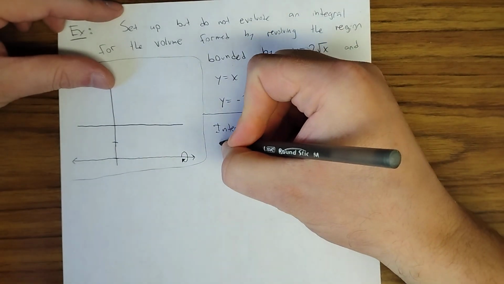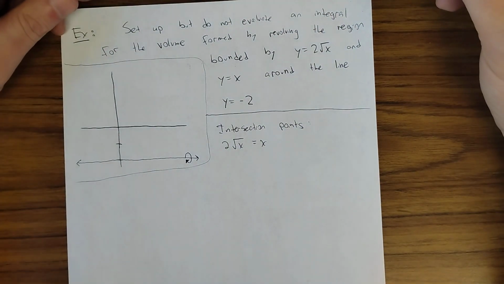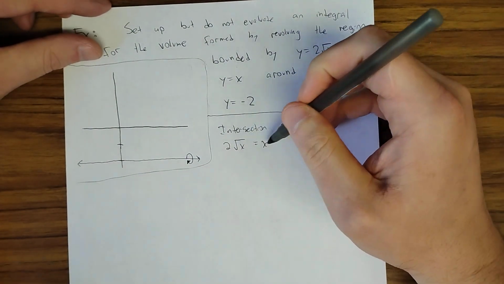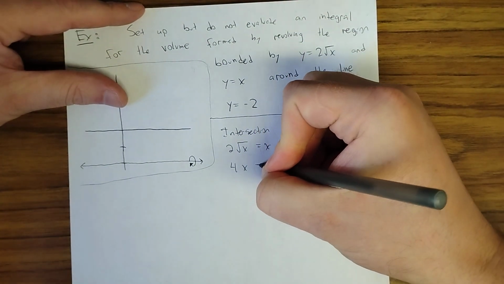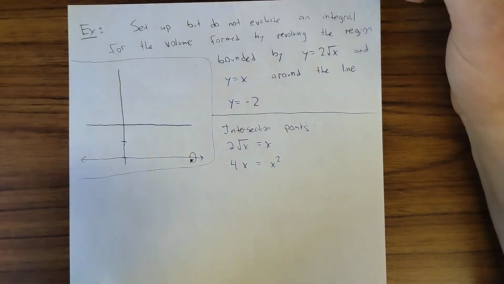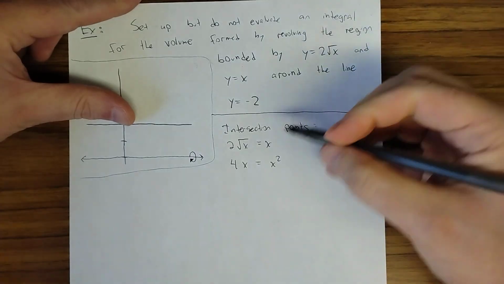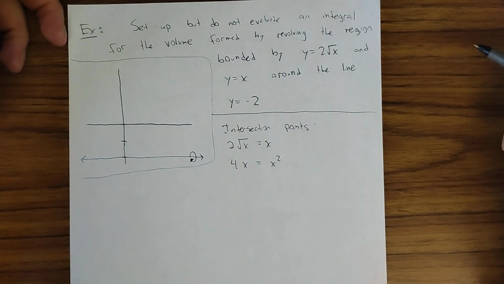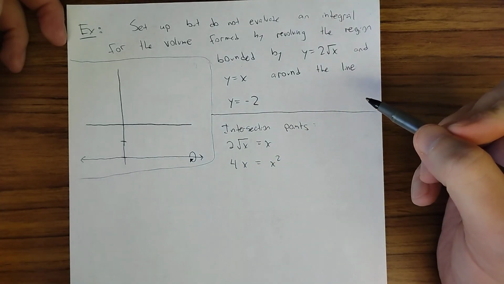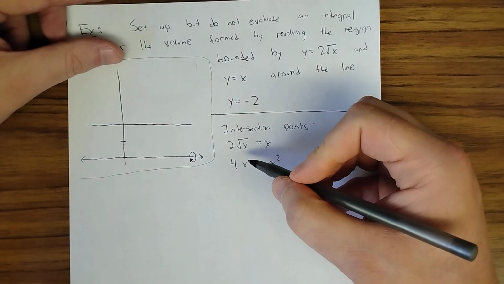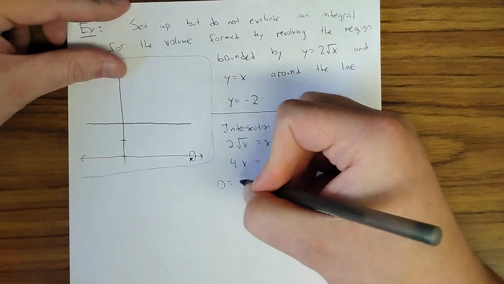So I take this, set it equal to this, and let's solve. So let me square both sides. So I get 4x equals x squared. I don't want to divide by x because that could mean dividing by 0. And in fact, I can see that x equals 0 is going to be a solution, and I don't want to lose that. So instead of dividing by x, I'm going to subtract everything over to one side.